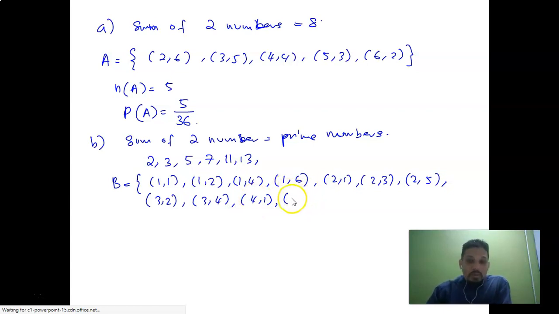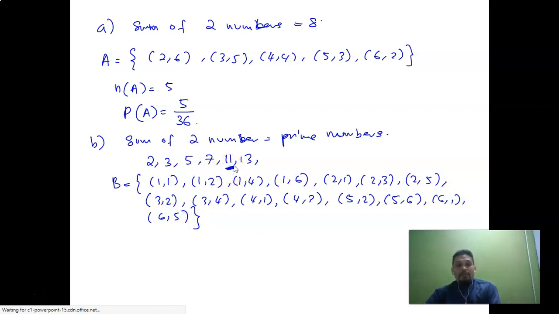Okay, this time all 1 by 1, never mind. 4, 3, 5, 2, 5, 6, 6, 1, and 6, 5. Okay, we end up at 11. Because the highest number on the dice is 6, so 6 plus 6 equal to 12, so it won't reach 13 here. Okay.